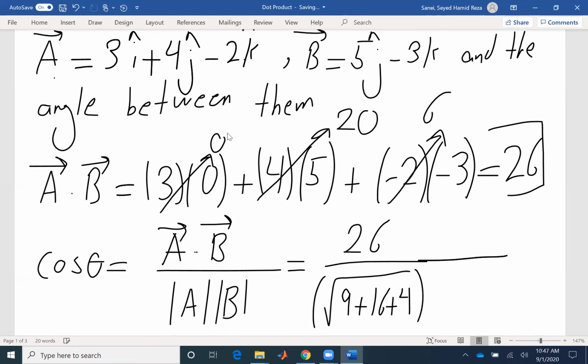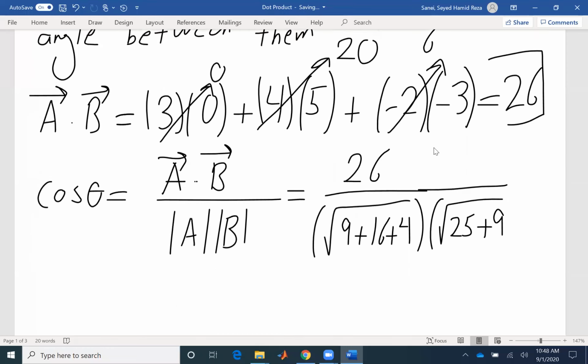Magnitude of A, magnitude of B would be 5 squared plus 3 squared. So that would be 25 plus 9. And I can find the angle here.